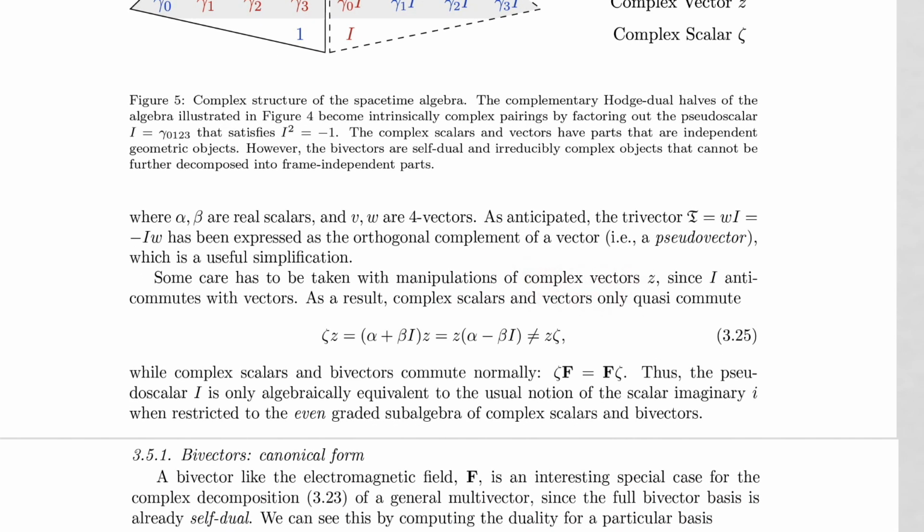Some care has to be taken with manipulation of complex vectors z, right? That's the vector a plus bi. Since I anti-commutes with vectors, as a result, complex scalars and complex vectors only quasi-commute. And here you have an example, right?